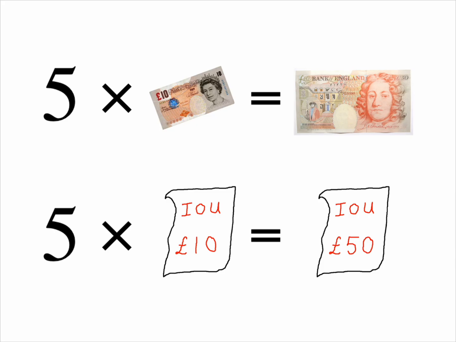But we can't extend this idea to multiplying together two negative numbers. If I say I have minus 5 debts of £50, that doesn't seem to make any sense. So what can we do?